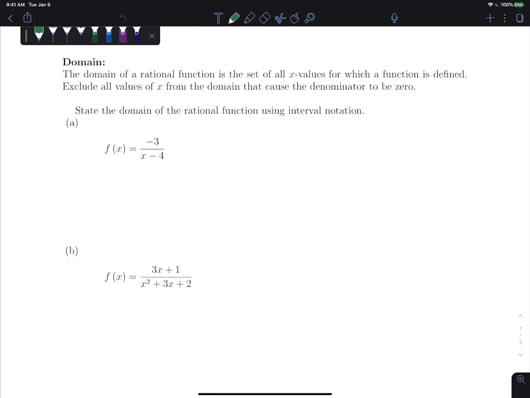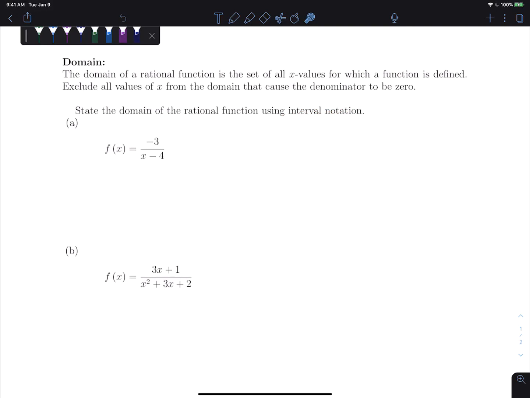Hello. In this video, we want to look at the domain of rational functions. The domain of a rational function is the set of all x values for which the function is defined. Exclude all values of x from the domain that cause the denominator to be 0. We want to state the domain using interval notation.